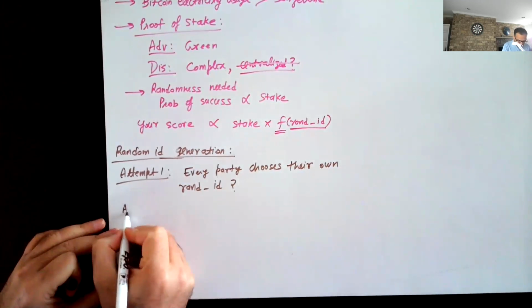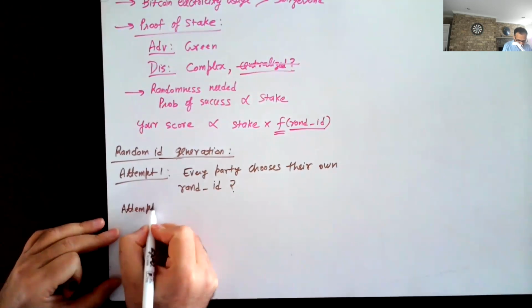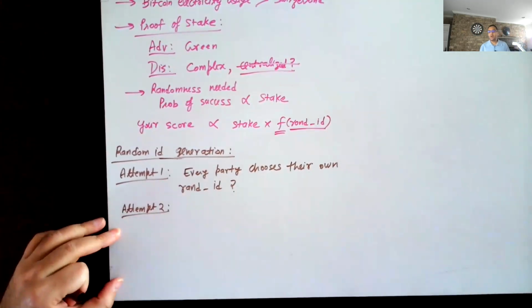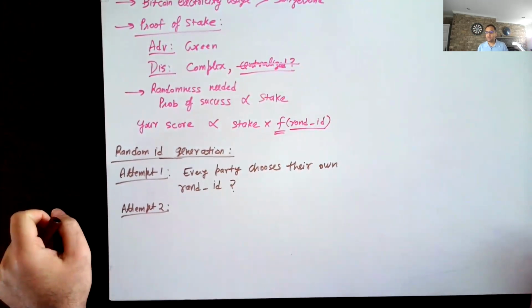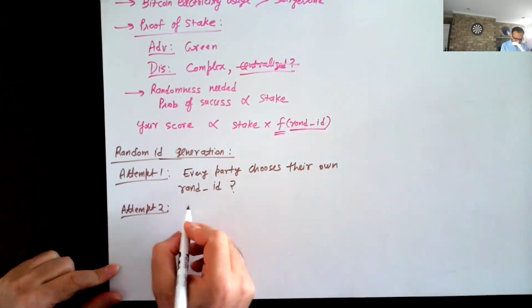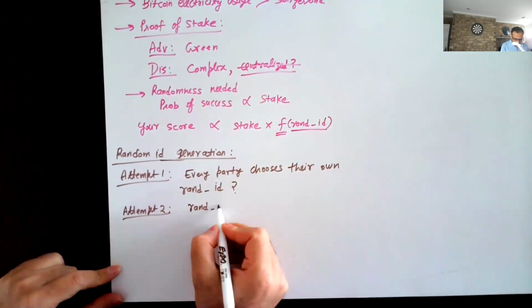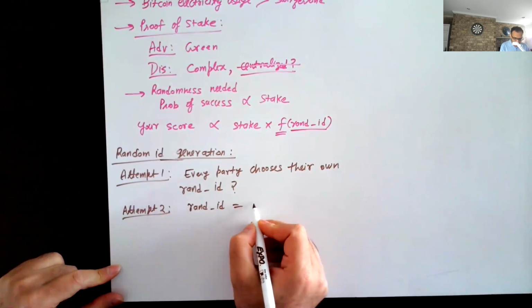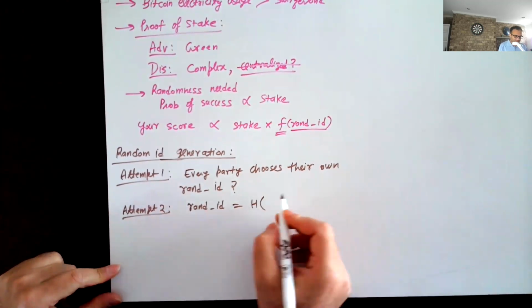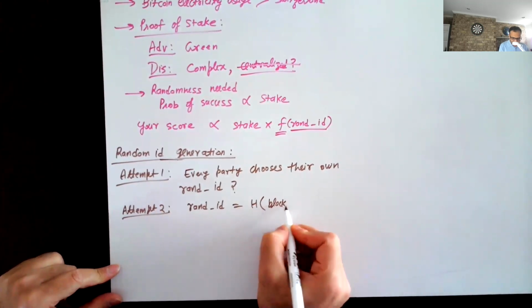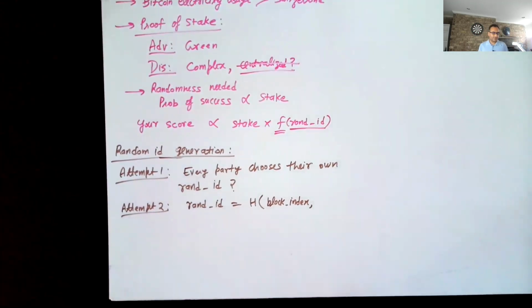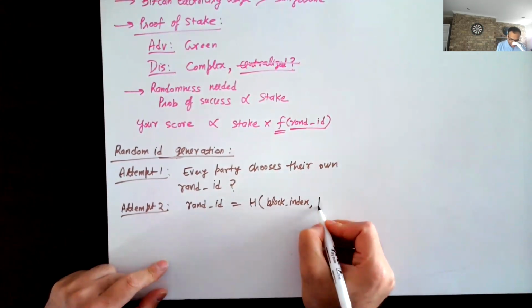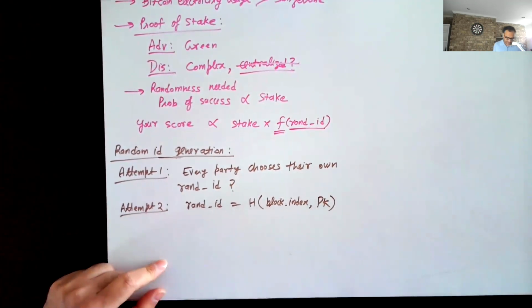The second attempt: we don't want the parties controlling their own random ID. On the other hand, we want them to be able to compute that random ID. So maybe the random ID of a party is equal to some hash function applied on the block index, to make sure that the random ID for different blocks is different, and let's say their public key. What about this?